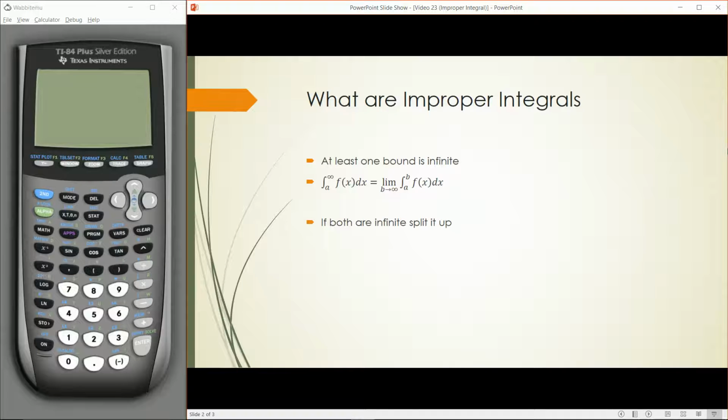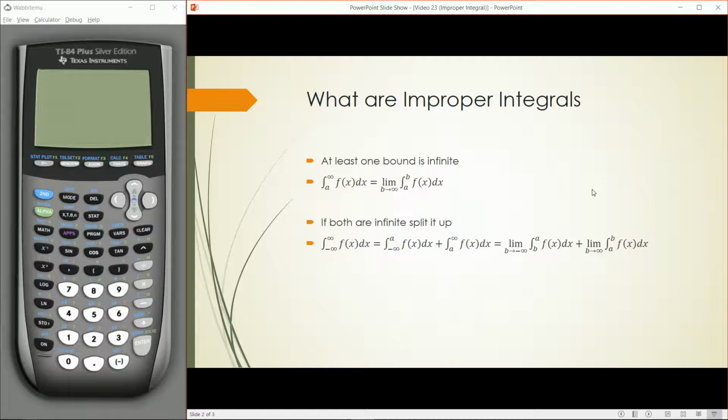If two of them are infinite, you need to split your function up over the two separate bounds. So if you're going from negative infinity to infinity, you go negative infinity to some value, start from that value and go to infinity. And then you turn it into two separate improper integrals, bring out the infinity and taking limits. All right, so you're still covering the entire range.